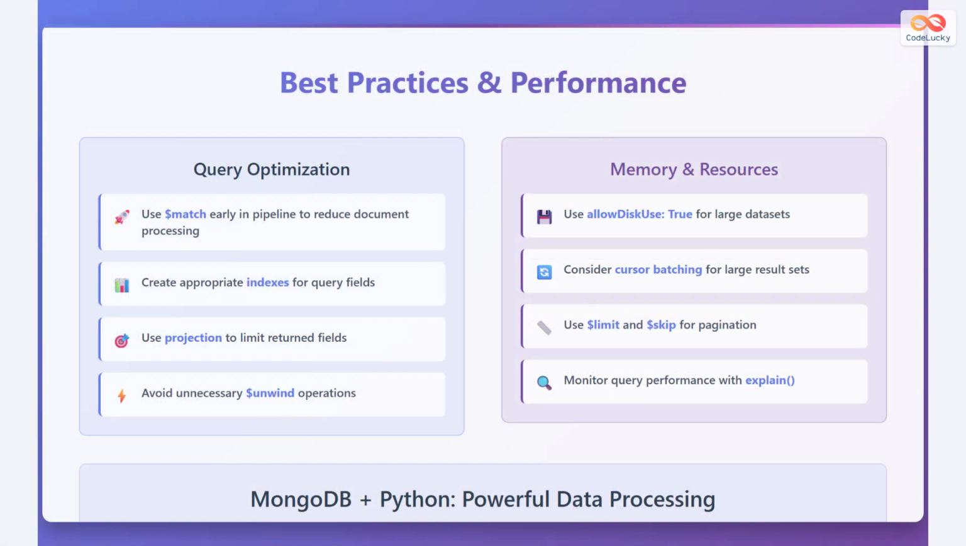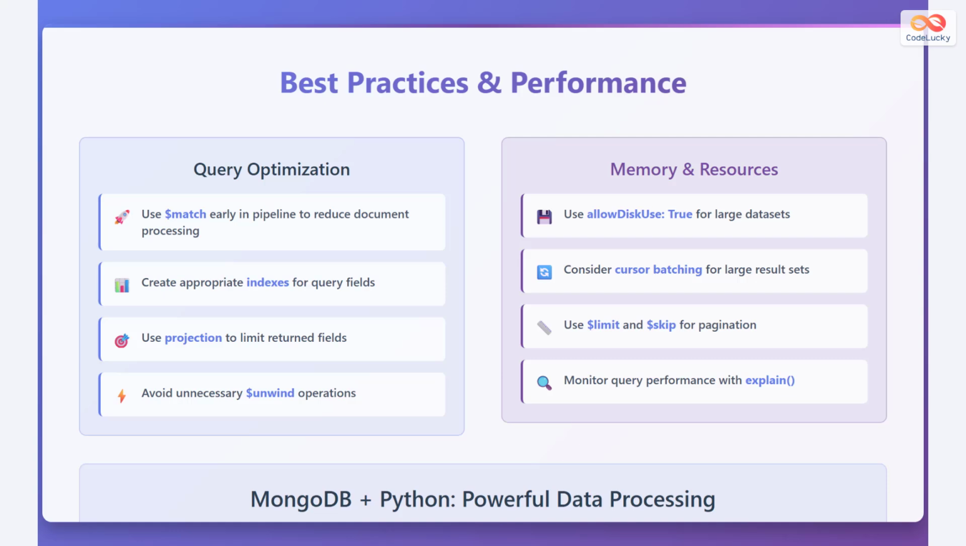To ensure optimal performance and efficiency when working with MongoDB and Python, it's important to follow some best practices. Use $match early in the pipeline to reduce the number of documents that need to be processed in subsequent stages. Create appropriate indexes for query fields to speed up data retrieval. Use projection to limit the number of fields returned in the results, reducing network traffic and memory usage. Avoid unnecessary $unwind operations, as they can be resource-intensive.